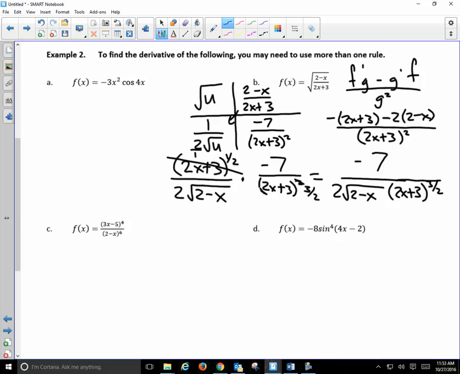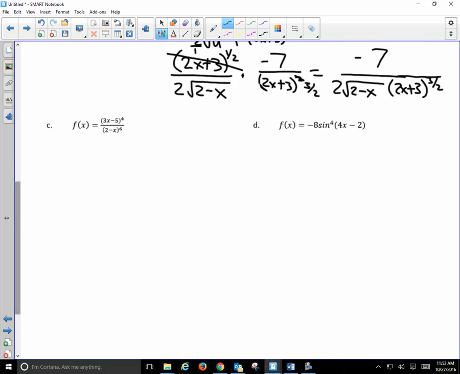So we're just going to do one more problem today, and then we'll leave the rest for tomorrow. We're going to do problem D today. I'm going to leave C for tomorrow. Letter D is a little bit complex. I'm going to rewrite it.